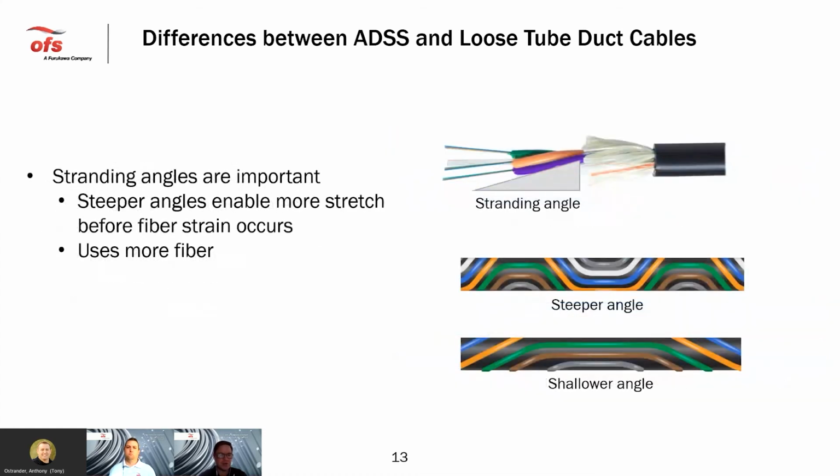Another difference between the two are the stranding angles. You can see that there's a steeper angle, and a steeper angle will actually mean that you can stretch longer before you actually start to see fiber strain, and that uses a little bit more fiber. So you can see the diagram of ADSS is the top one, and then the loose tube has a shallower angle in the bottom.